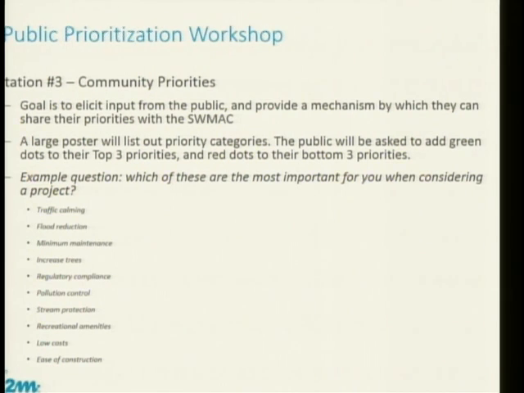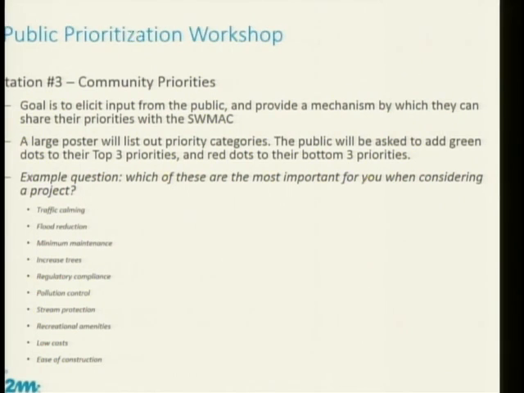Imagine a poster where we have some categories that are more layperson friendly than some of our terms, like runoff volume reduction. I mean, what does that mean? So we would put these into more user-friendly words and have the public show us with dots or sticky notes, or some visual way, their top 3 and their bottom 3. And then maybe we can start to see where the community priorities are.